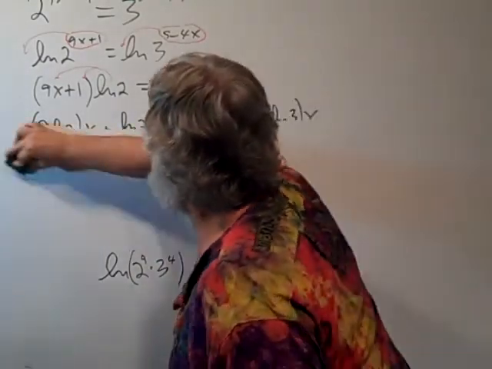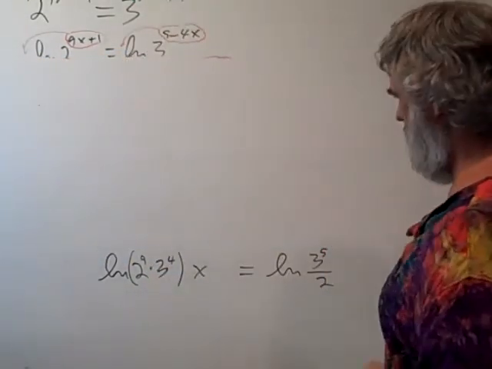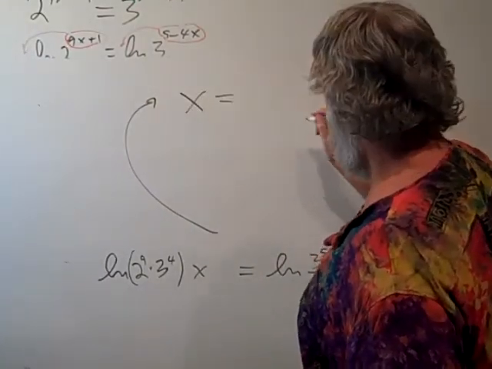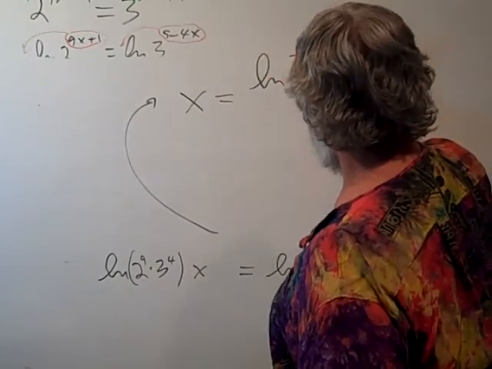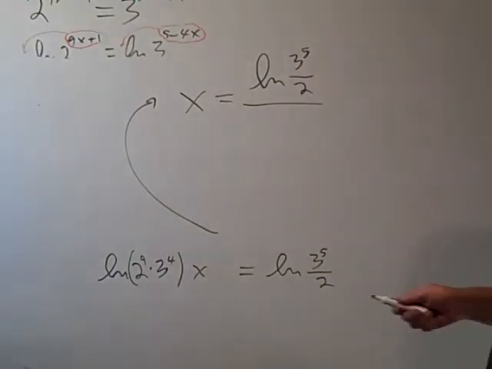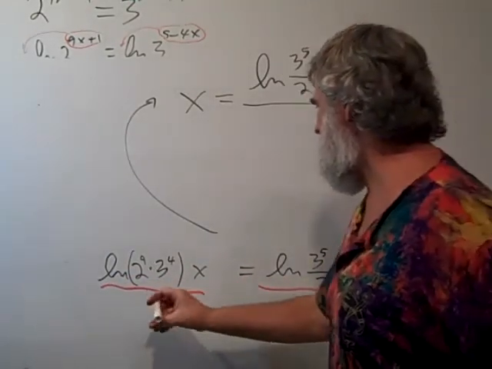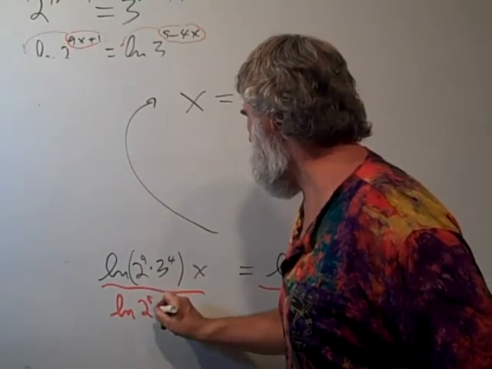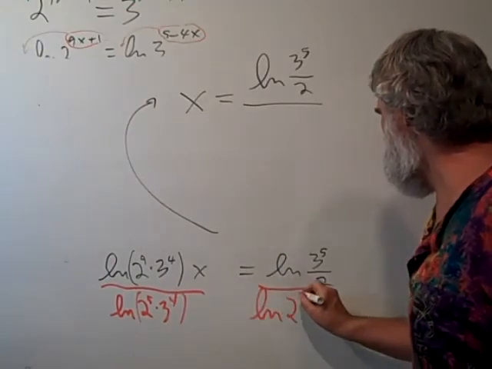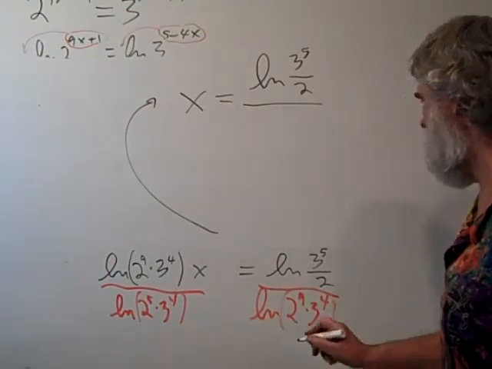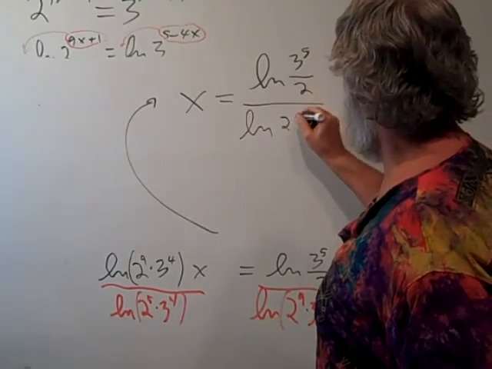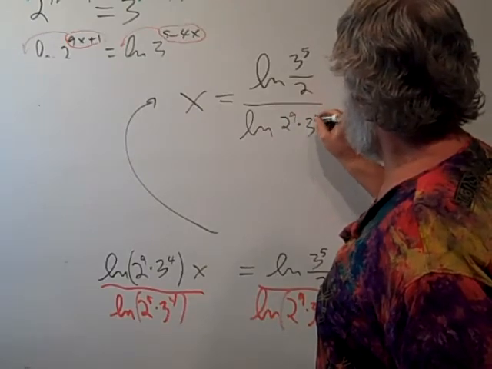Let's go back up a little bit. So we end up with x equaling the natural log of 3 to the 5th divided by 2, divided by, well, we're going to divide both sides by the natural log of 2 to the 9th times 3 to the 4th.